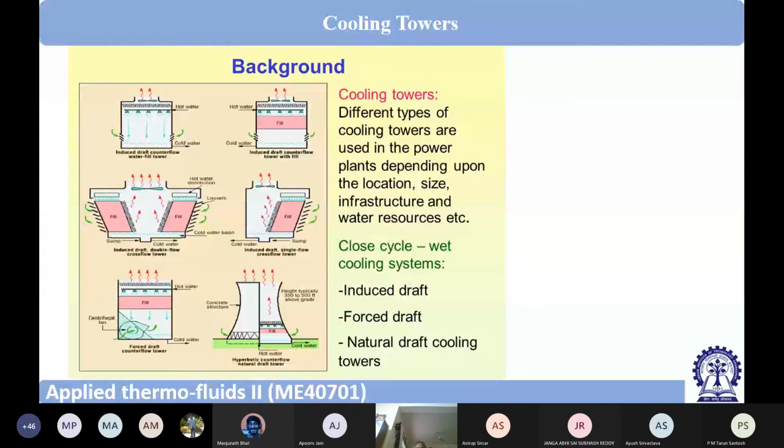By the way, have you seen a cooling tower? How many of you have seen a cooling tower? Nobody? Have you seen a cooling tower? If you say no, that's not a crime. If you say yes, that also not a credit. It is only a fact.